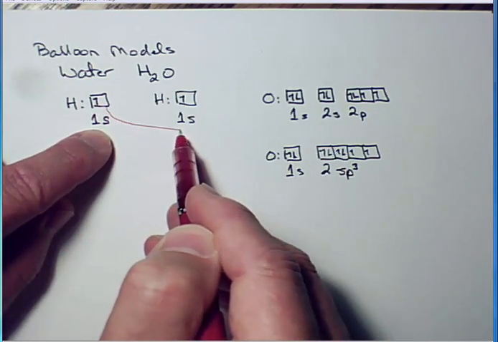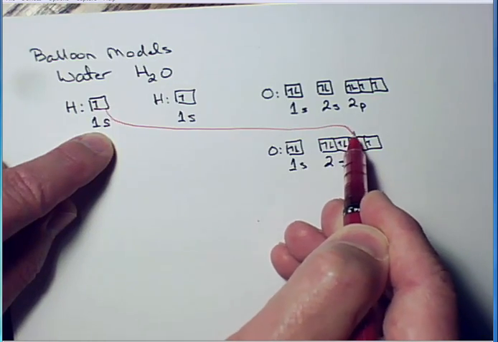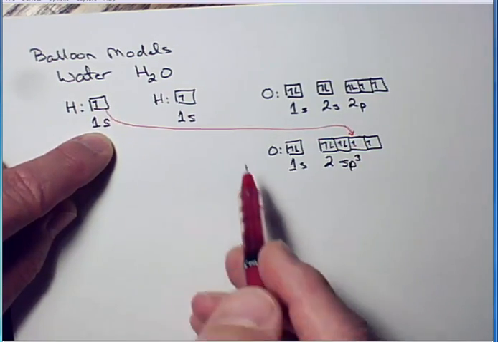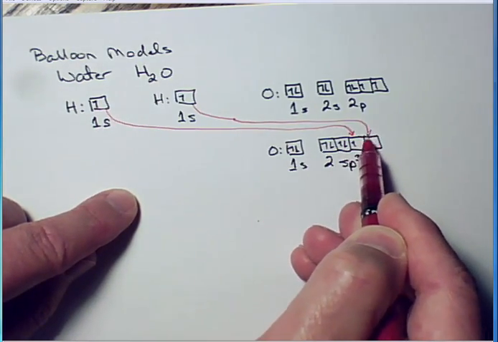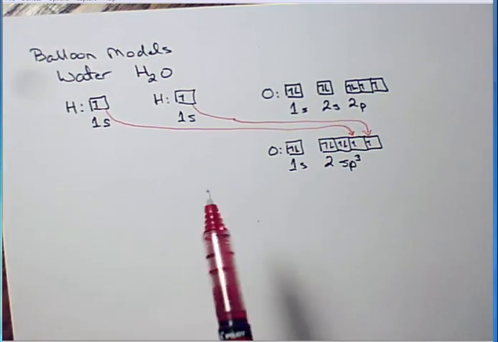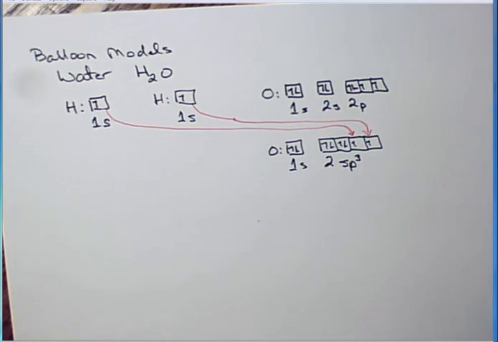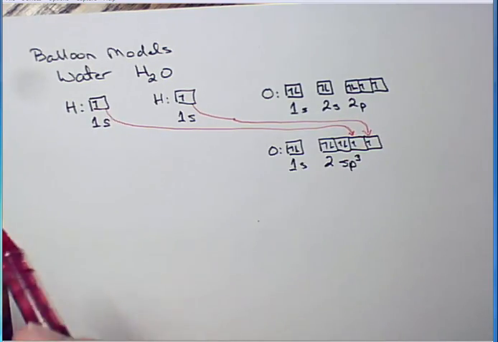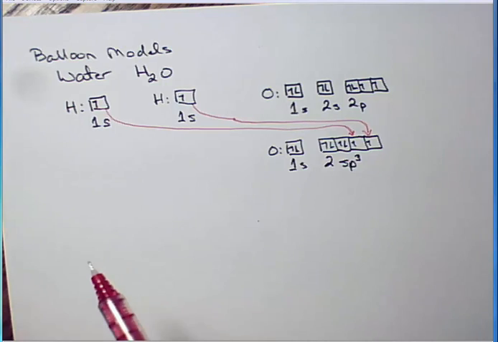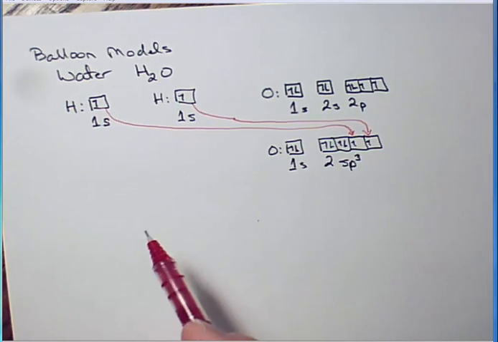So this hydrogen then can share this electron with this oxygen in this orbital, and this hydrogen here can share this electron with this orbital of oxygen. So they're actually going to not just share electrons, they're going to share orbitals. And those orbitals are going to become a bond. And so our balloon models are actually showing what the shape of that bond really is.